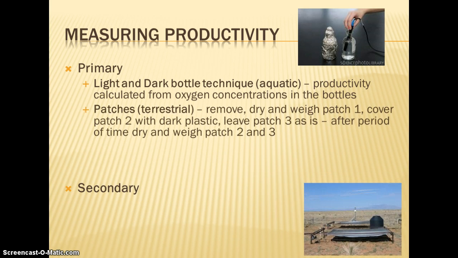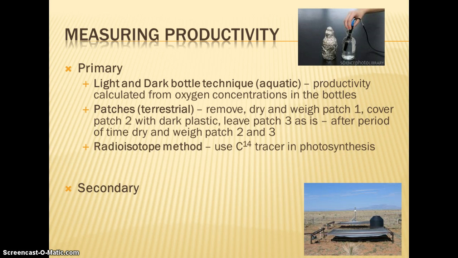Another way that we can do it, if we're looking at terrestrial, is that we can remove, dry and weigh, because remember biomass is the dry weight, a patch. Cover a second with dark plastic, because once again if it's in the dark the only thing that's going to be happening is respiration, not photosynthesis. Then you would leave the third patch as it is, and then you'll just compare the weight between the two to see what the amount of biomass created by photosynthesis is.